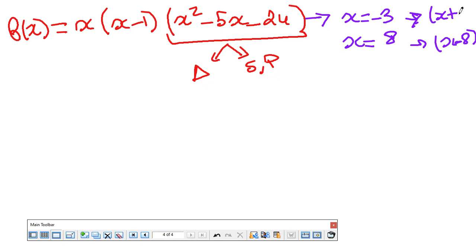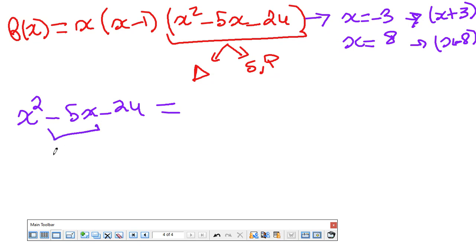So either I can do it by delta, or by the calculator. If you would like, I can also do it by splitting minus 5x. We can do it like this: x squared minus 5x minus 24. This is called the sum and product. I think of the product as minus 24 and the sum as minus 5. Which two numbers, if you multiply, give minus 24, and if you add, give minus 5? It's minus 8 and 3.